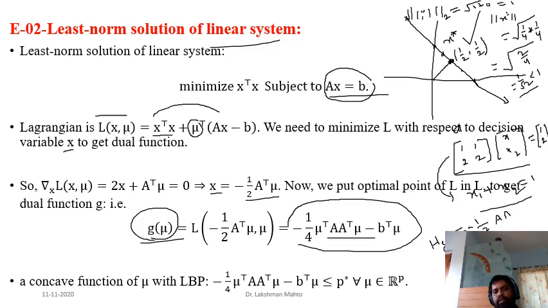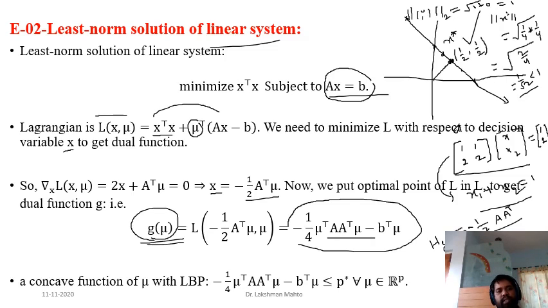A into A transpose is a positive definite matrix. If you multiply with negative, then it becomes a negative definite matrix. So the Hessian of this Lagrange dual function is negative semi-definite. That's why G would be a concave function. It is the definition of a concave function: if the Hessian happens to be negative semi-definite, then that function would definitely be a concave function.